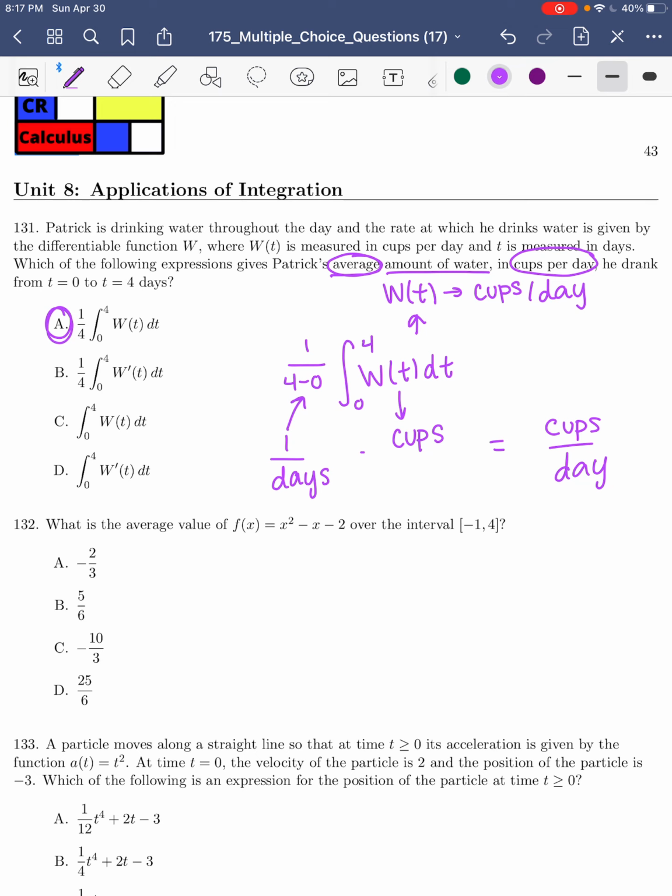So if it ever asks for the average amount, do 1 over B minus A, multiply by the antiderivative of your rate.